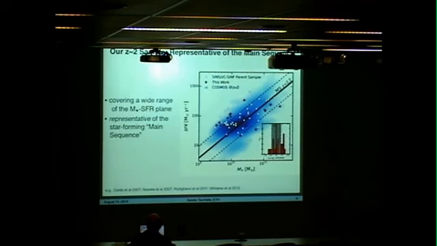Our sample consists of 22 galaxies, and you can see that they cover a wide range in stellar masses and star formation rates at the redshift of 2. They have star formation rates from about 20 to 400 solar masses per year, and stellar masses from a few times 10 to the 9 to a few times 10 to the 11 solar masses. You see that they form a representative sample of the main sequence at redshift 2.